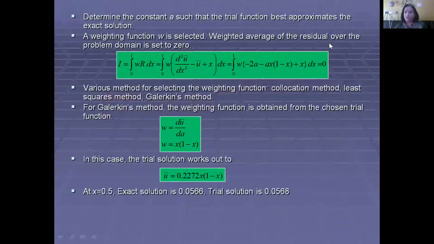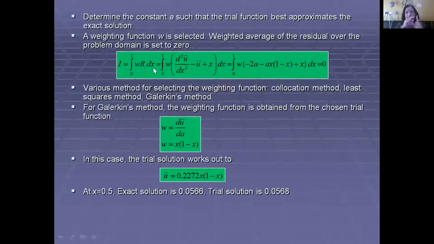So the residual is to be weighted by a factor w. How do I choose w? I'm coming to that later. By some means, I'm going to choose a weight function w, and I'm going to weight the residual with this w. So I have WR. And then I am going to take the weighted average of this function over the entire problem domain, which means the integral from 0 to 1 of WR dx.